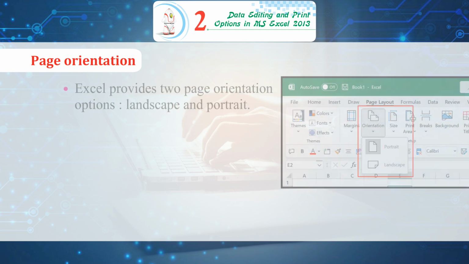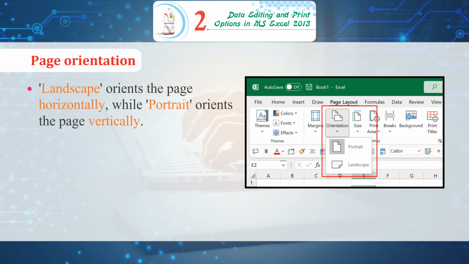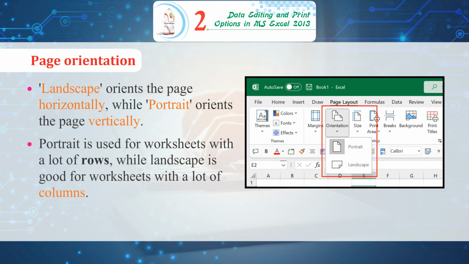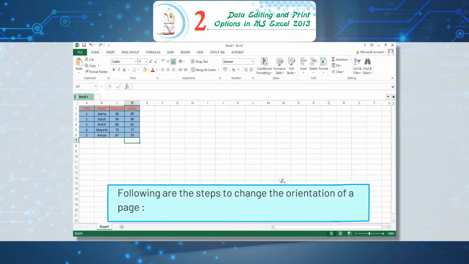Page Orientation. Excel provides two page orientation options, Landscape and Portrait. Landscape orients the page horizontally, while Portrait orients the page vertically. Portrait is used for worksheets with a lot of rows, while Landscape is good for worksheets with a lot of columns.